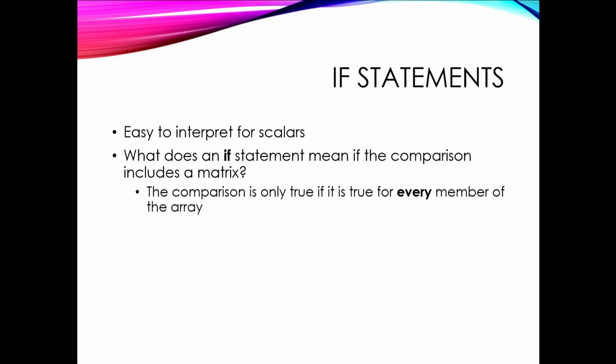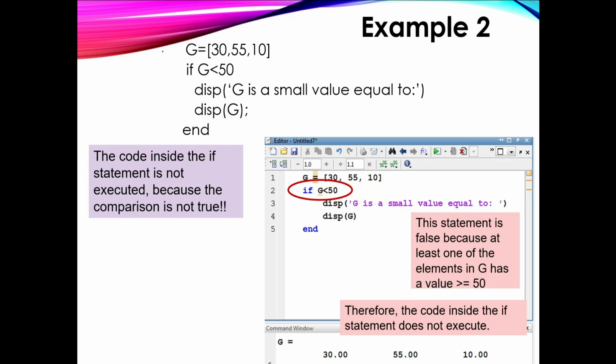If statements are easy to interpret if you are using scalars or single numbers. So what does an if statement mean if the comparison includes a matrix? For a matrix, the comparison is only true if it is true for every member, or every element, of the array. So let's head back to our first example, but now instead of using G as a single value, we define G as an array that has 3 elements like this.